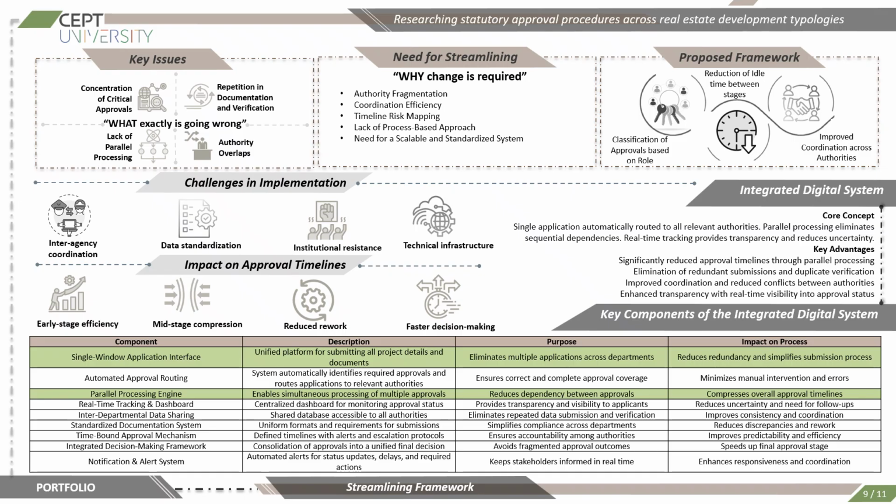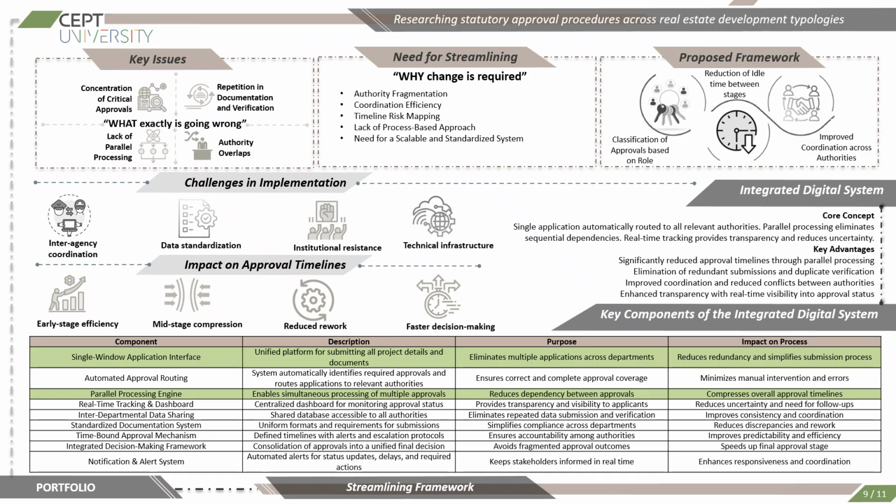The slide also highlights implementation challenges such as interagency coordination issues, lack of data standardization, institutional resistance, and technical infrastructure limitations. Despite these challenges, the framework is expected to improve the approval timelines through early stage efficiency, mid stage compression of timelines, reduced rework, and faster decision making.